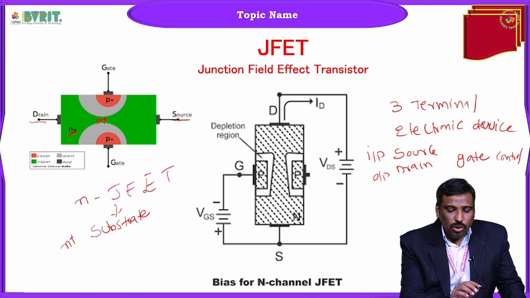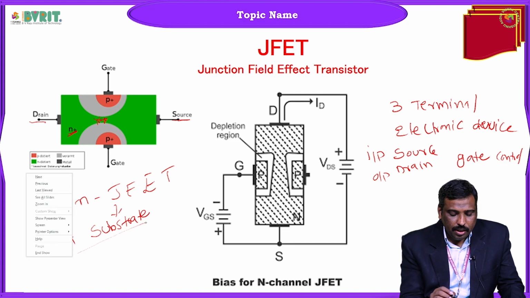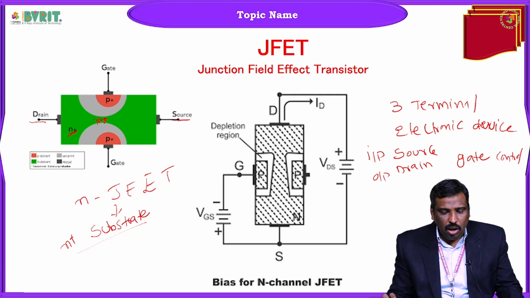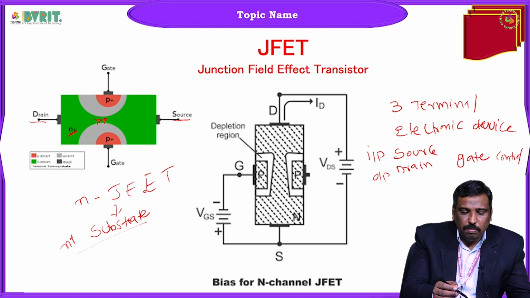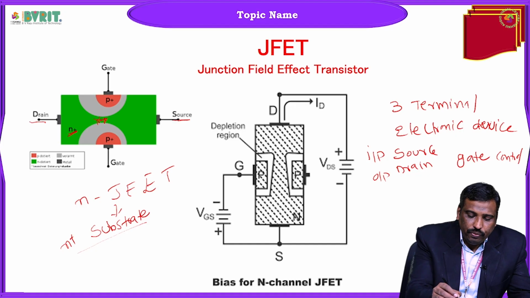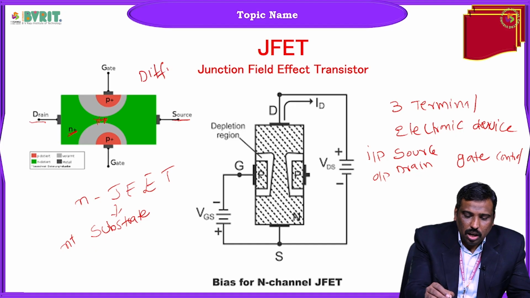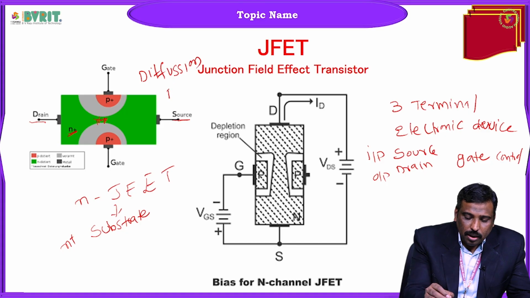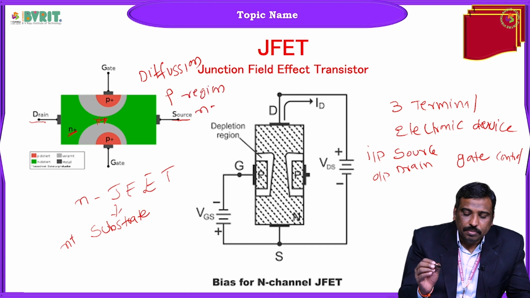In the NJFET construction, we take an N plus substrate. The two ends of this N plus substrate act as the drain and source. Now, in order to form the gate terminal, we use a process called diffusion, the diffusion process, to form a P region in the N-type material.